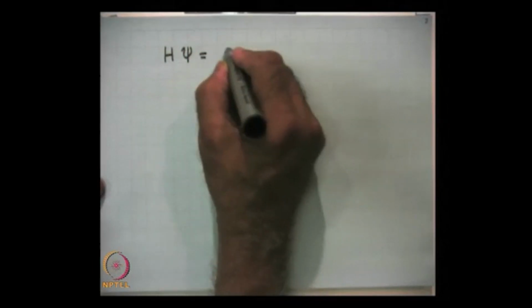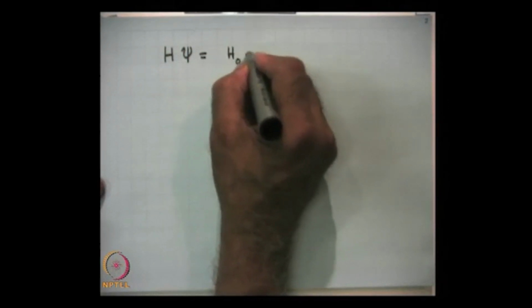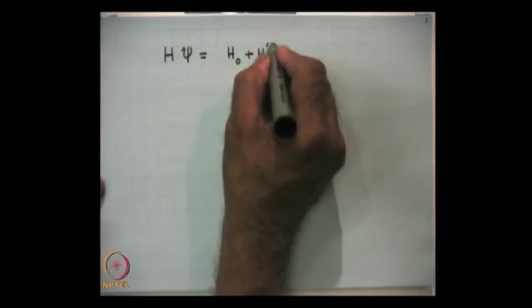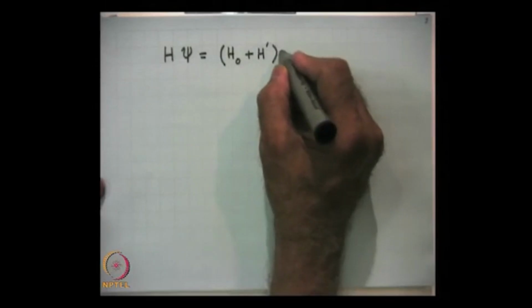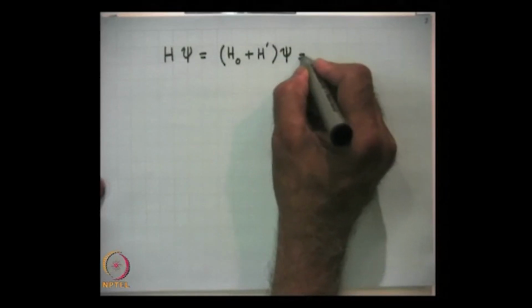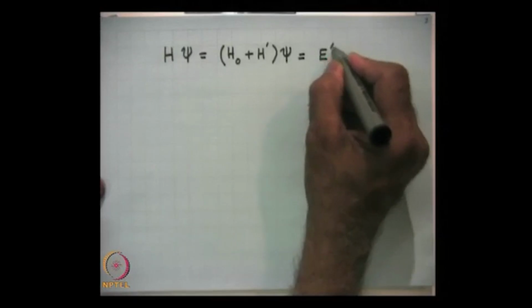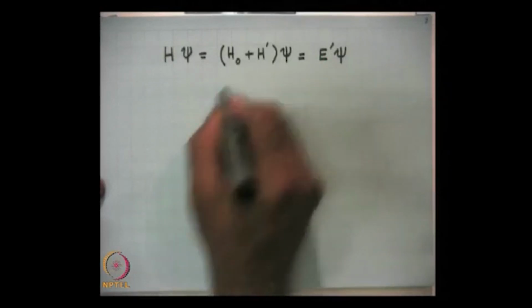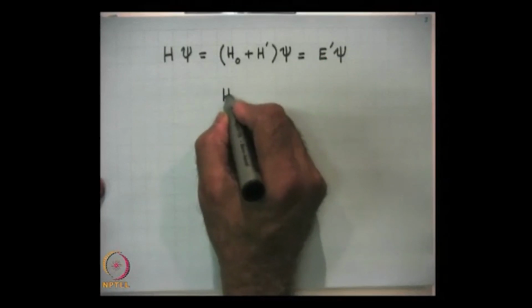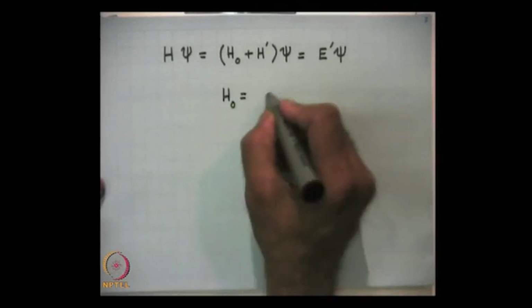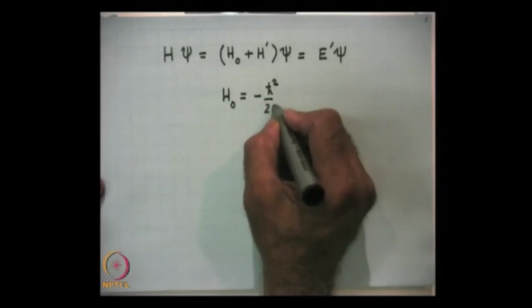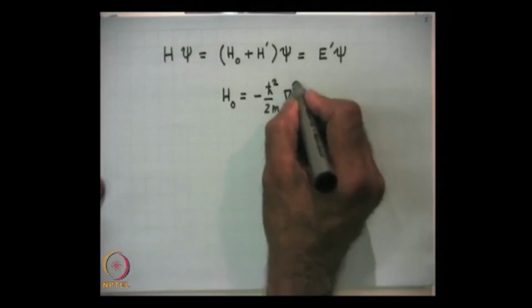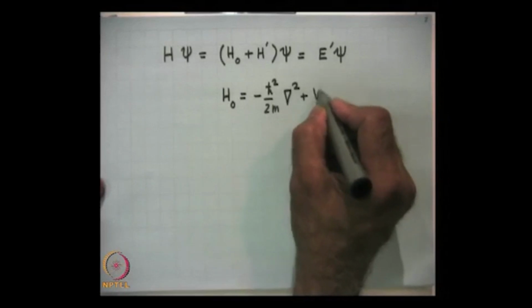H psi is equal to (H naught plus H prime) psi, that is the total Hamiltonian is written as the sum of H naught plus H prime, psi is equal to E prime psi, where H naught is the non-relativistic Hamiltonian, that is, this is equal to minus h cross square by 2m del square plus V of r.